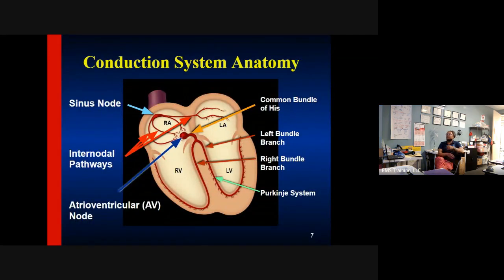Our conduction system anatomy, you have the SA node. It starts at the top, that's the right atrium. We have the internodal pathway, the AV node, also called the common bundle hinge or the AV junction. We have our left bundle branch and our right bundle branch. So when we talk about left and right bundle branch blocks, that's what we mean. And here's your Purkinje system that supplies electrical activity to the ventricle.